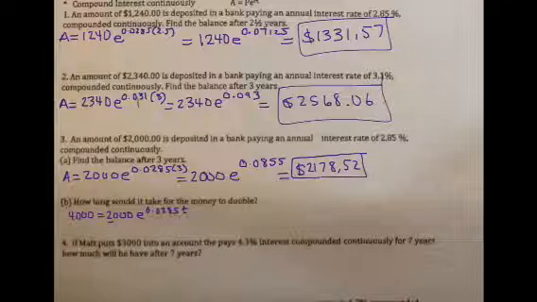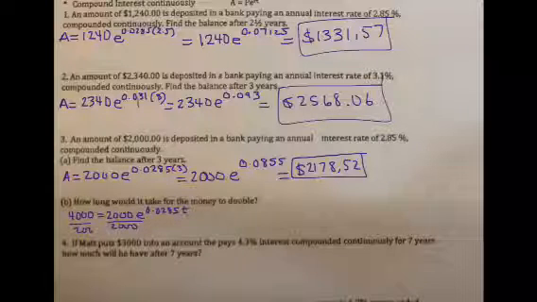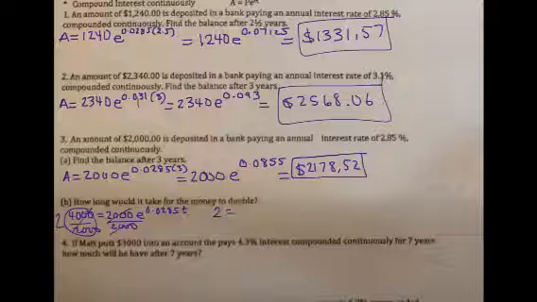So first thing we're going to do is divide by 2,000. If you notice, no matter what you start with, when they ask you to double the money, this side here is always going to equal 2. If they say triple the money, then the left side is always going to equal 3. So it's going to be e to the 0.0285t. So we're solving for t.